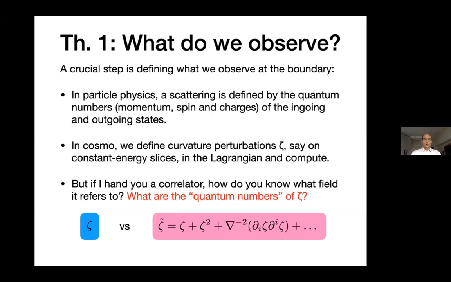In particular, at the practical level, if I give you a correlator and I tell you, look, this is a bispectrum, how do you know of which field it is a bispectrum? At the extremely practical level, how do you know if it is a bispectrum for zeta or zeta twiddle in this slide, which is zeta plus zeta squared plus something else? Only one of these things is what we actually measure in the sky in cosmological surveys, so you need to be sure that you choose the right one. So, the question that I'm asking is, what are the quantum numbers of zeta?